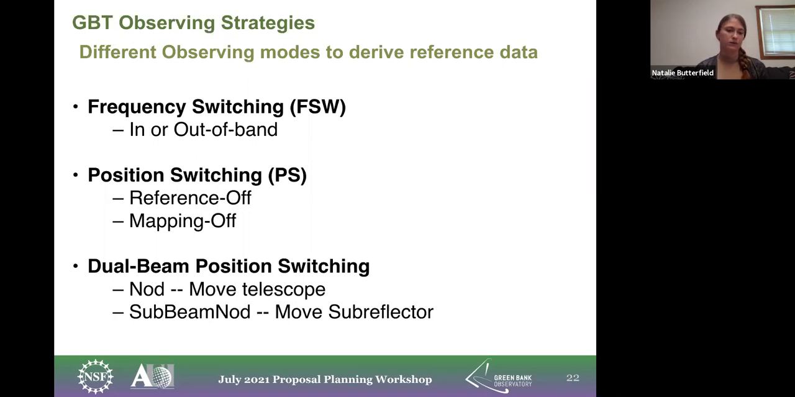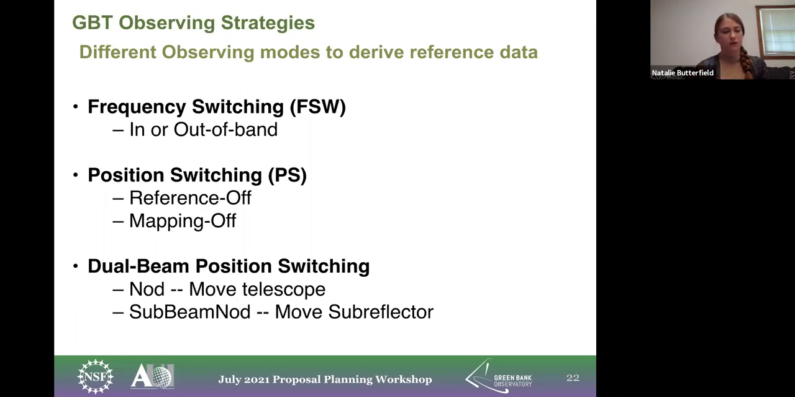We also have what's known as position switching. Position switching is basically where you point the telescope at your target source and then you point off your target source, and it's the difference between those. So you're switching in position.